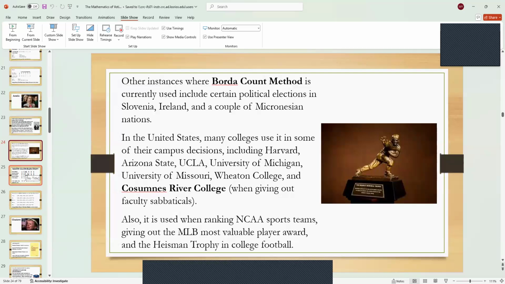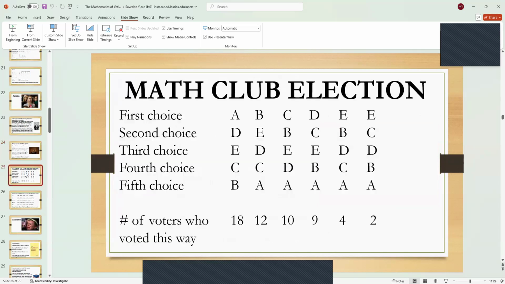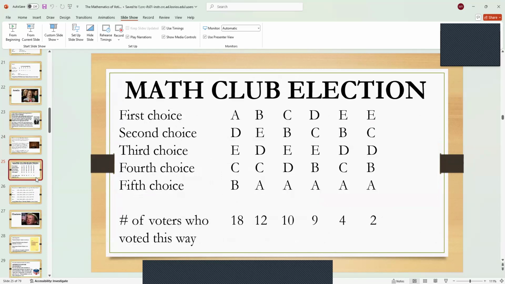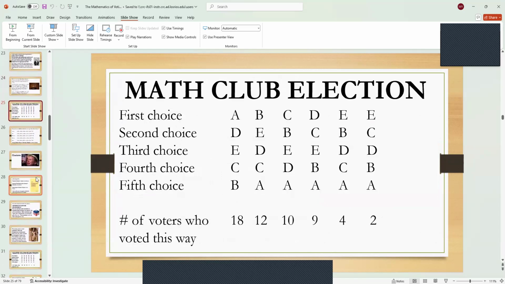So how would that go in our math club election? What if the bylaws of the math club was, hey, we always determine the winner using Borda count method? There's nothing wrong with that. It's a commonly used method all over the world. So back to our original slide. This is what that original preference schedule looked like. Who would be the winner using the Borda count method?